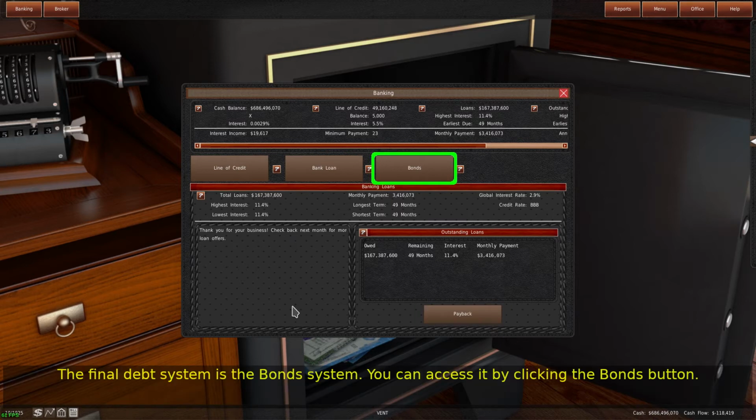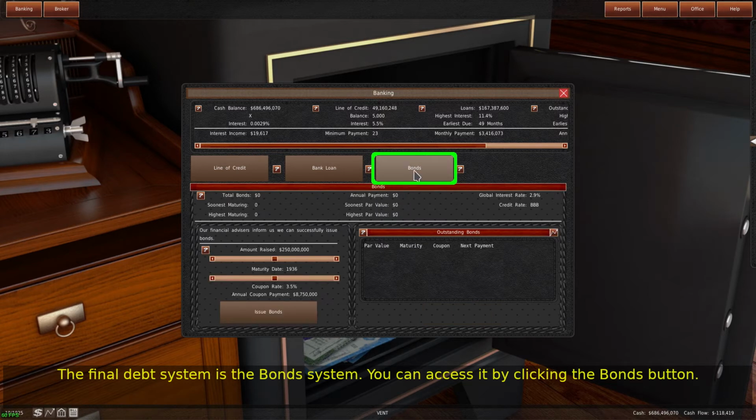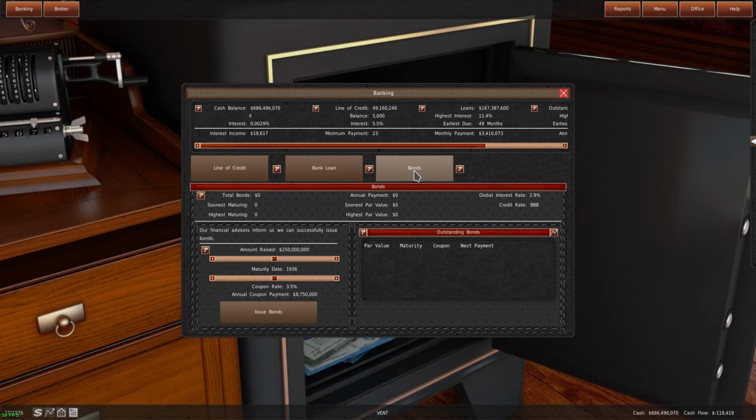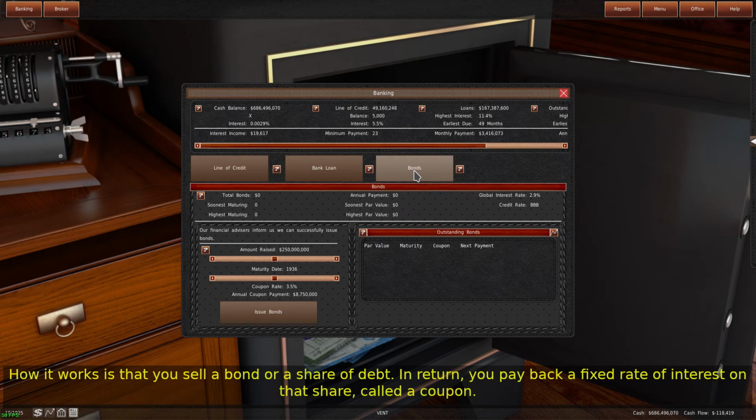The final debt system is the bonds system. You can access it by clicking the Bonds button. Bonds are a type of debt that multiple institutions or the general public finances. How it works is that you sell a bond or a share of debt. In return, you pay back a fixed rate of interest on that share, called a coupon.